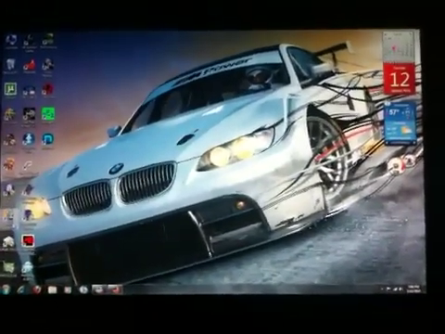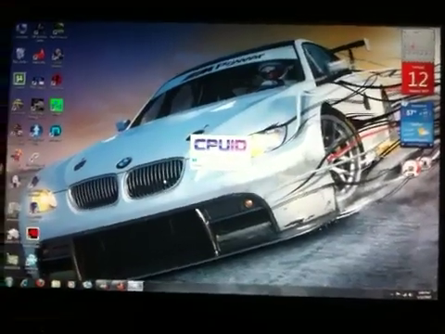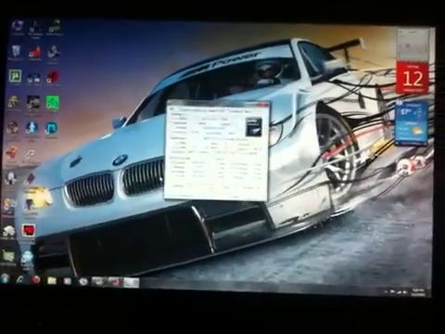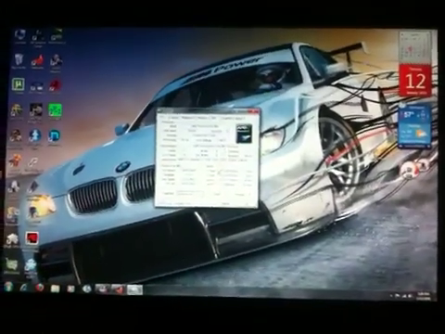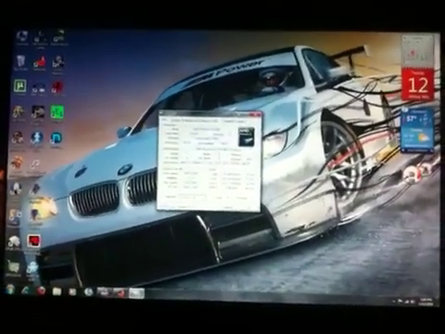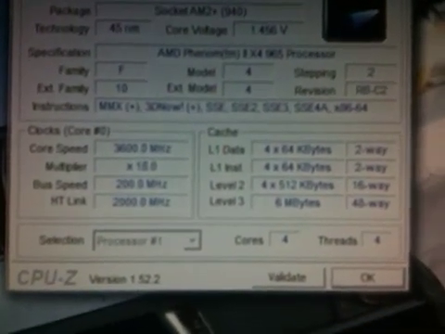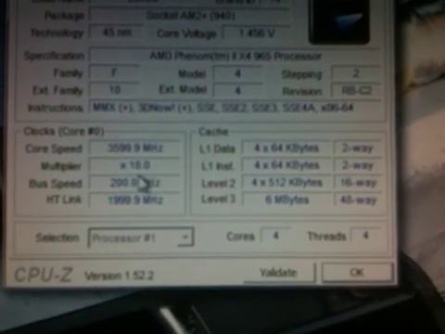Before, I had my CPU overclocked to 3.8. It was running stable at that time, but recently I've been having some issues with stability, so I downclocked it back to 3.6. So the multiplier is at 18 right now.